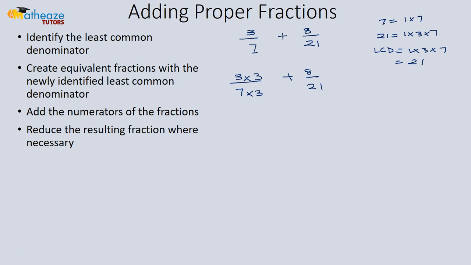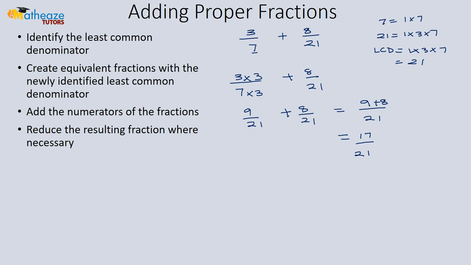So this is going to give us 9 over 21 plus 8 over 21, and like we said earlier, because the denominators are common, we can add the numerators. So this is going to give us 17 over 21.